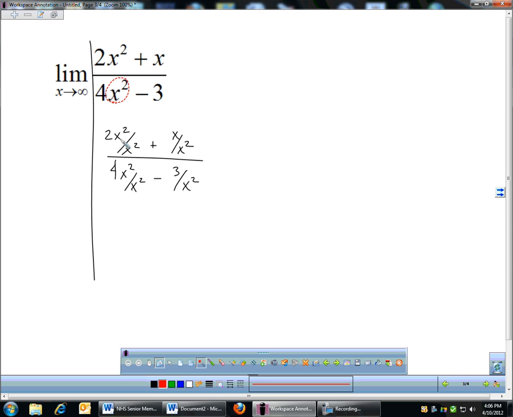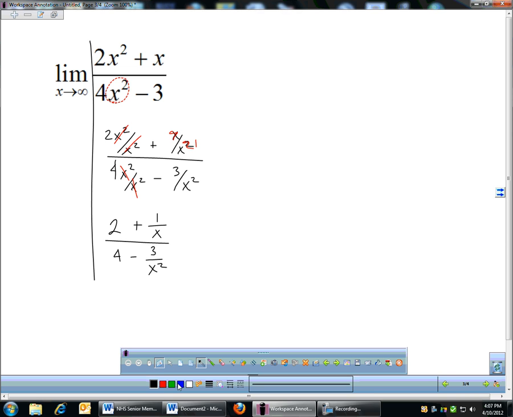Then we cancel. x squared over x squared cancels, leaving me with just 2 plus this one, x over x squared. One of those x's will cancel one of those, leaving me with just x to the first. So that's the same thing as 1 over x. 4x squared over x squared cancels, leaving me with just 4 minus 3 over x squared, and nothing cancels.